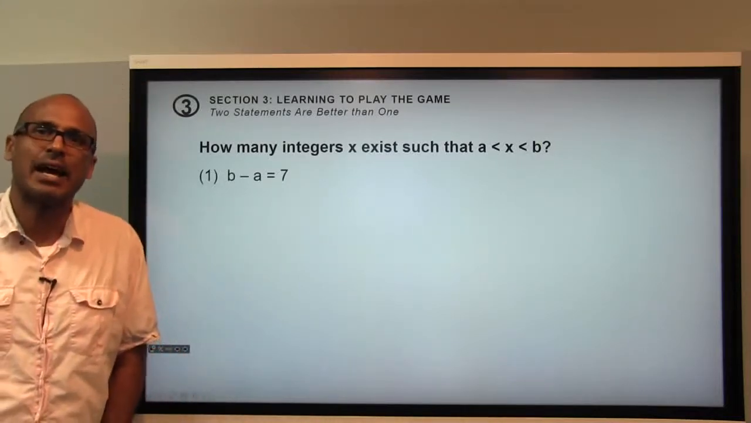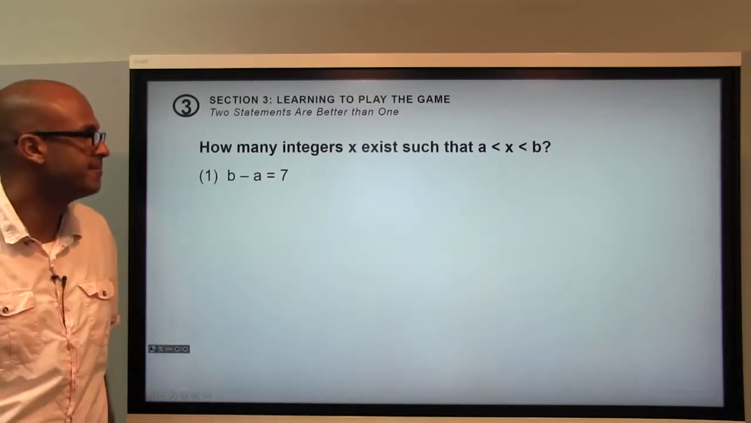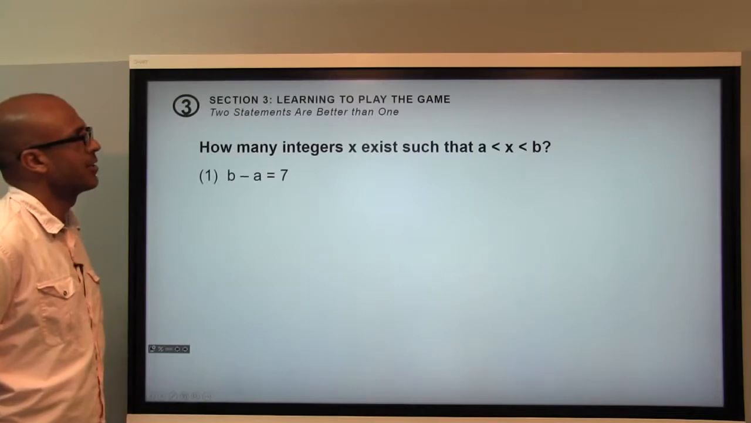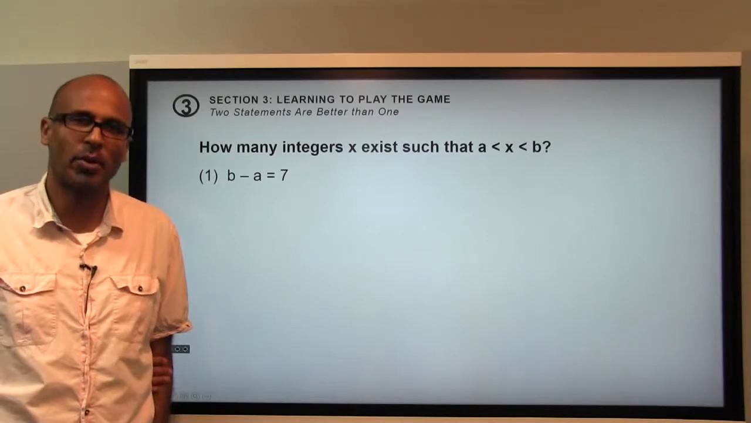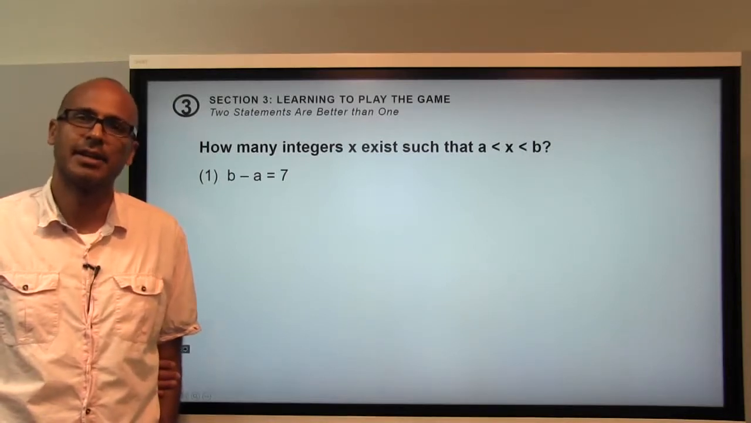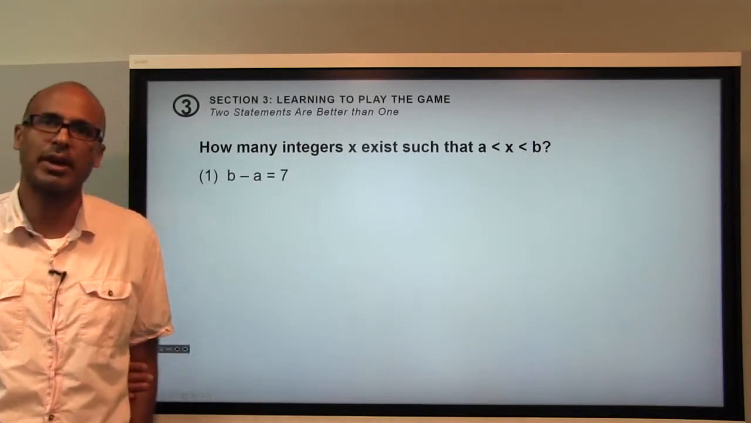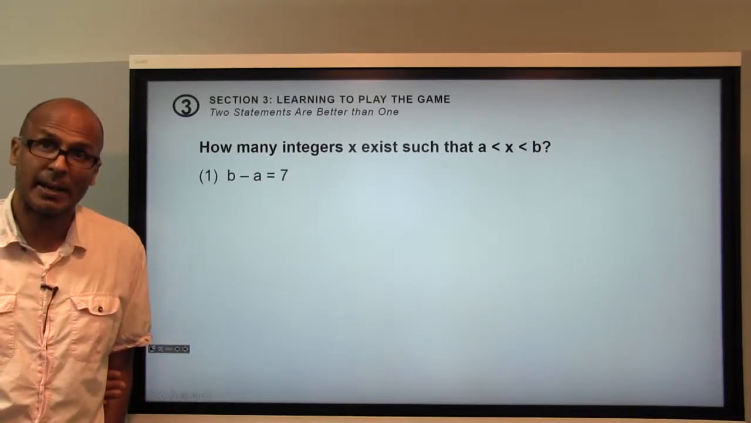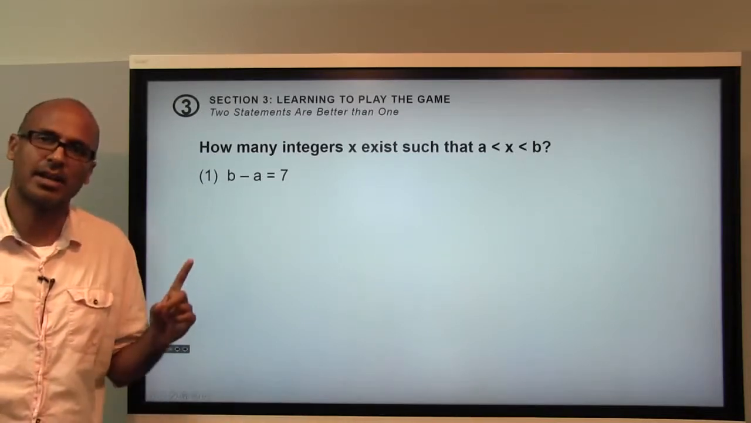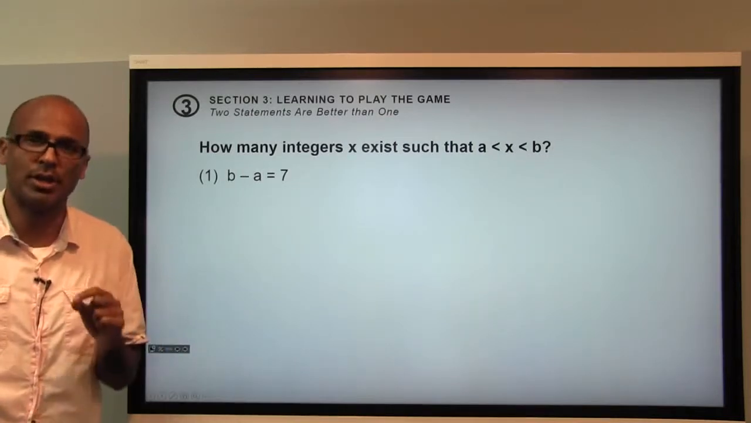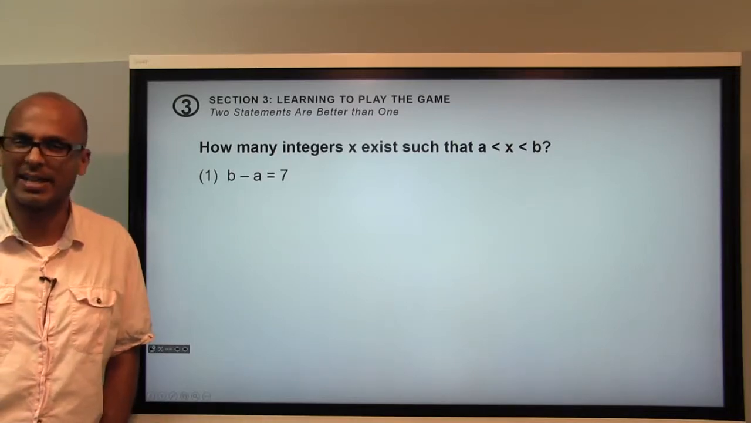Now, that being said, I want to take a look at this next question here. Notice it's under the header of 2 statements being better than 1. I think this is a very important concept to internalize. I don't think a lot of people get it or its significance. So let me try to break this down as best as I can. You will never see a question like this on test day. And that's a good thing. This is a tough question as it stands.